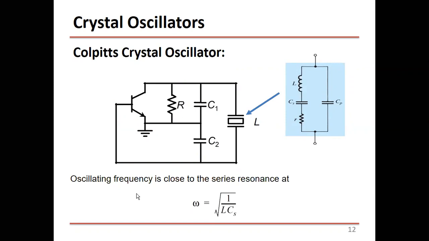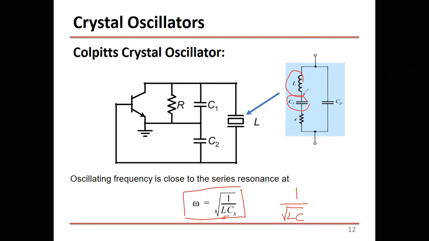And if you'd like to find the frequency of oscillation, but the proof here is not important, it is given by this formula: omega equals 1 over square root of L times C. Remember that we always say that the frequency in LC circuits is given by 1 over square root of L times C. In this case, L is the equivalent inductance of the crystal, and CS is the series capacitor of the crystal itself.